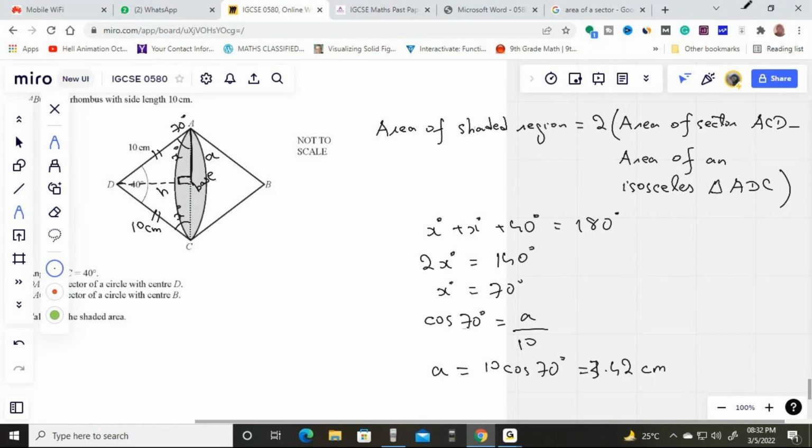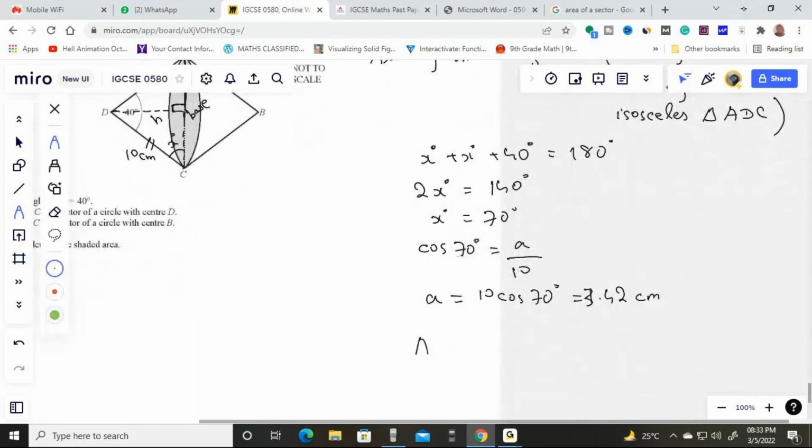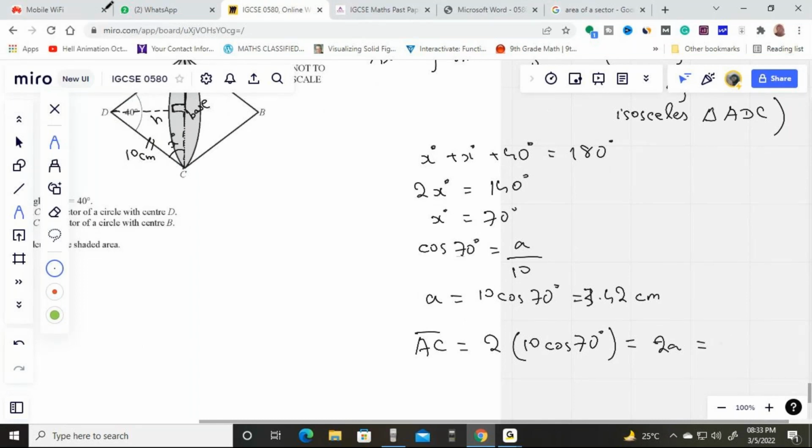And then you see the remaining portion is also equal to 3.42. So this full AC is 2 times 3.42. So AC length is equal to 2 times 10 cos 70 degrees. Okay, actually 2A it is. So it is going to be 20 cos 70, which is 6.84 centimeters. This is the base, all right?